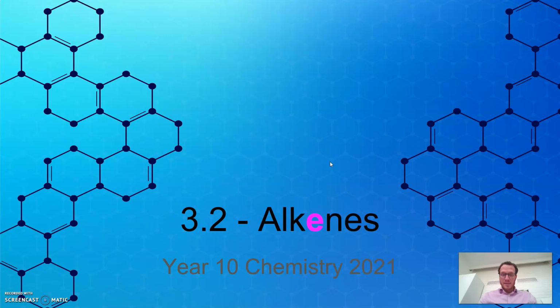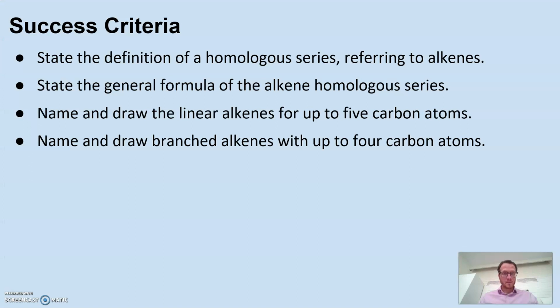So again, this stresses the idea that changing a single letter will change the meaning chemically of the compound. The success criteria to look at are stating the definition of homologous series, referring to alkenes, stating the general formula of the alkene homologous series, naming and drawing the linear alkenes for up to 5 carbon atoms, and naming and drawing branched alkenes with up to 4 carbon atoms.